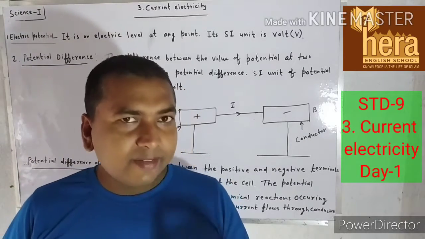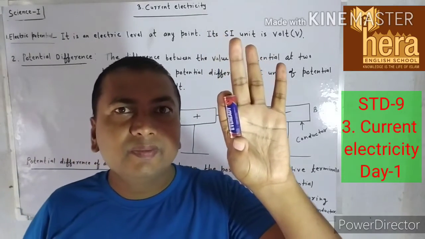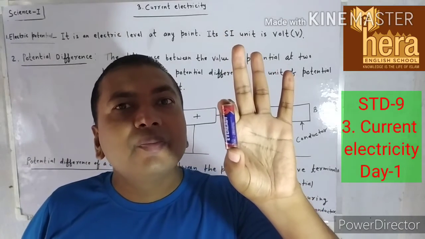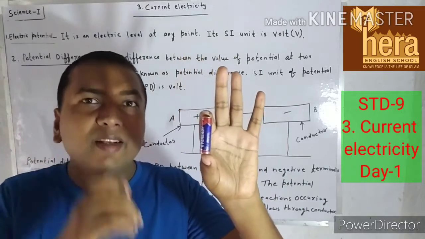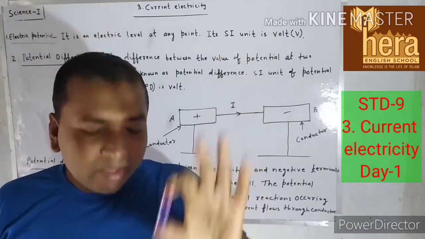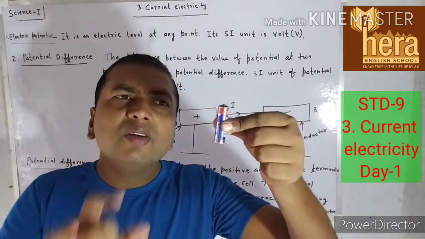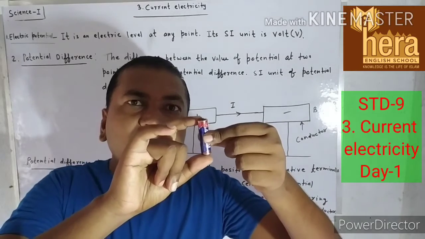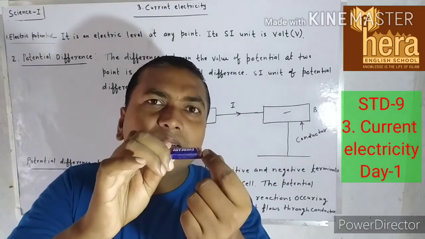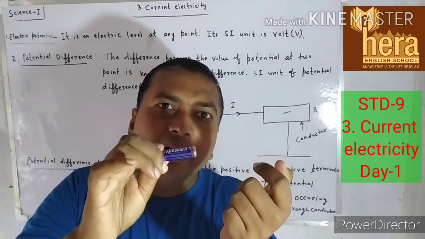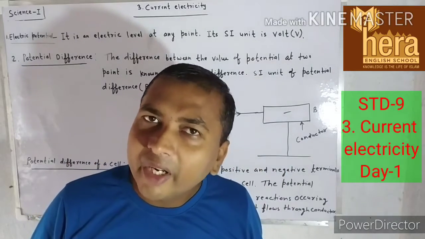If I ask, what is this? Is this a cell or a battery? Many of you will say this is battery. Many of you will say this is cell. So listen. If single, that is called cell. And if you combine two cells, then that is called battery. It means a combination of cells is known as battery.